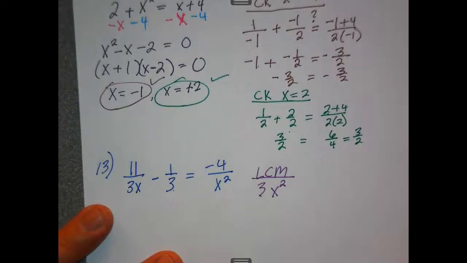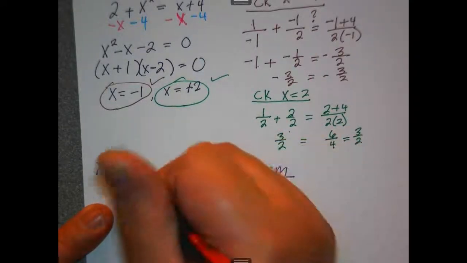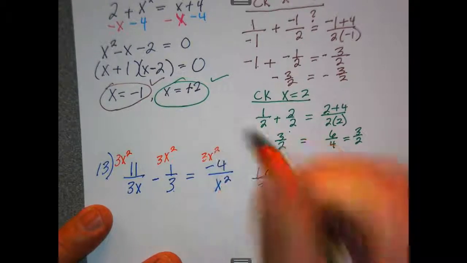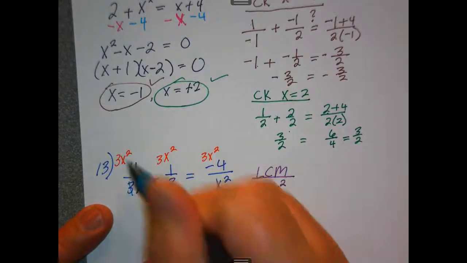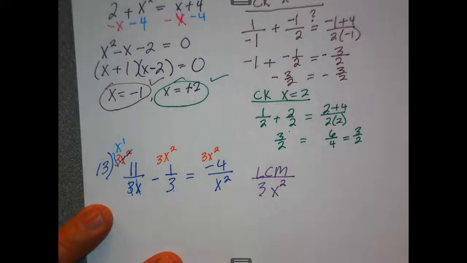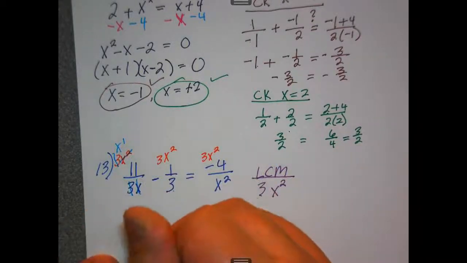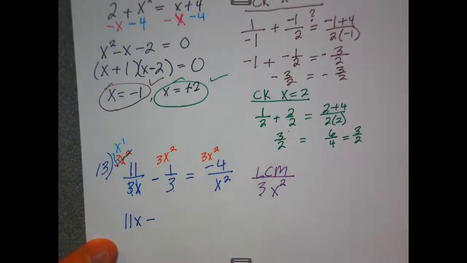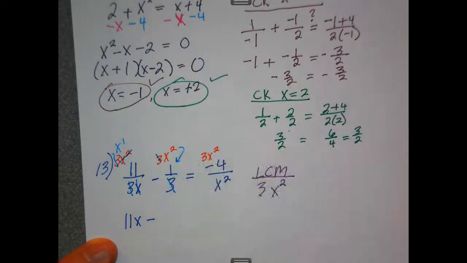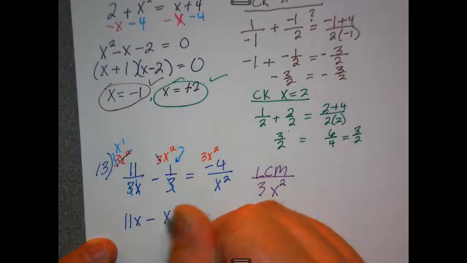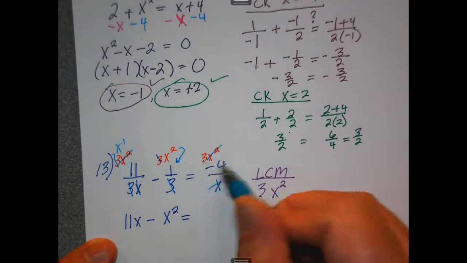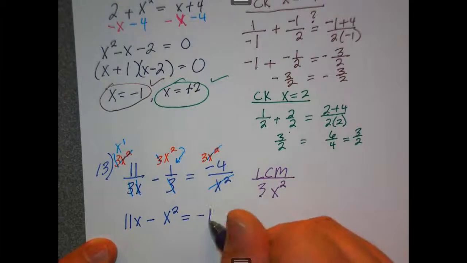Bless you, my son. Happy Easter. All right, I'm going to multiply each one by 3x squared. Let's see, I got a 3 that cancels, one of the x's cancels, I get one of the x's left over. So I multiply 11 times x, which is 11x. This one, 3 cancels, x squared times 1 is x squared. Here, my x squared cancels. I get 3 times -4 gives me -12.